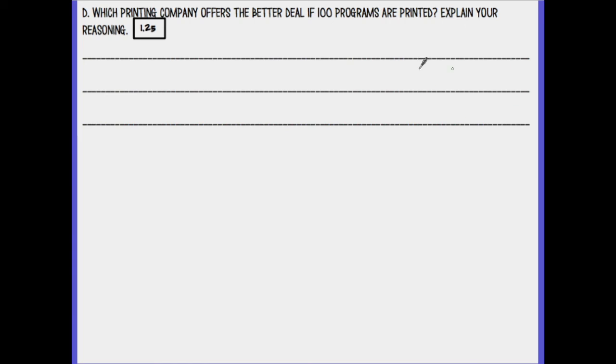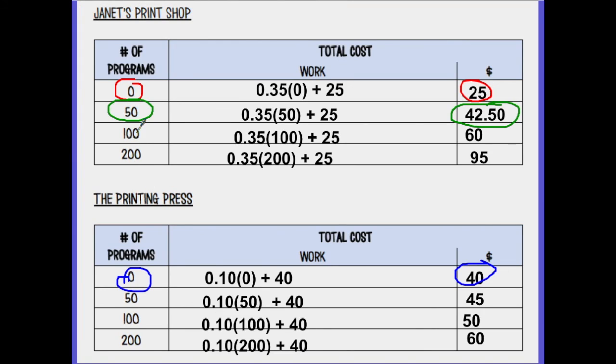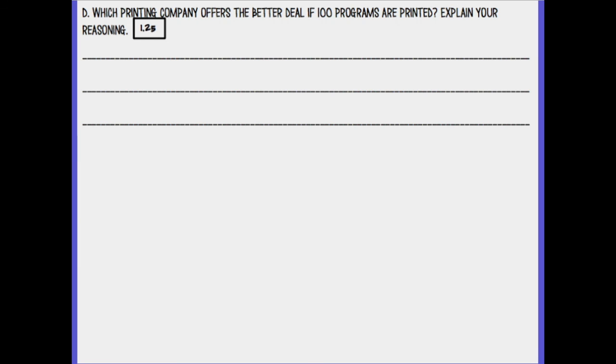All right, it says, which printing company offers the better deal if 100 programs are printed? So let's go ahead and check out 100 programs are printed. So this first one, Janet's, charges $60. And the second one, Printing Press, charges $50. Well, if I'm printing 100, I'm going to go for the cheaper one, right? For a better deal, I'm looking for value for myself. So I'm going to go with the printing press.